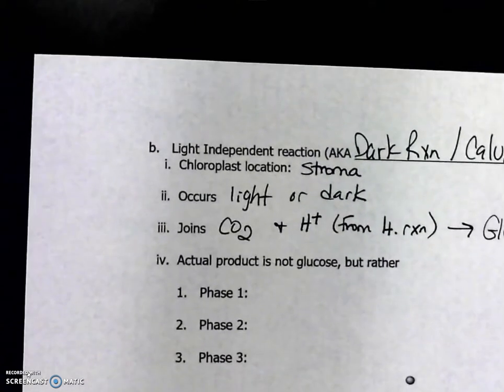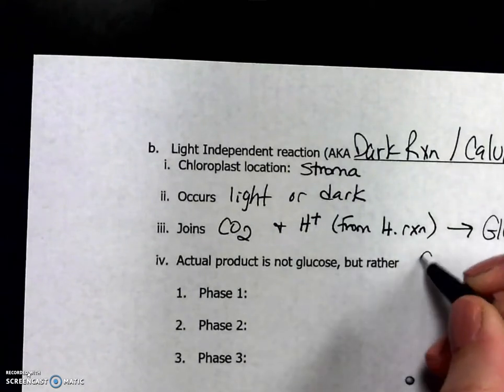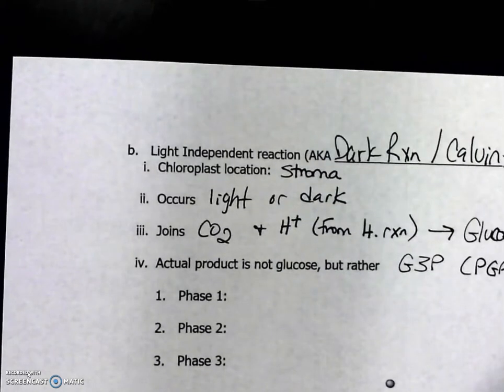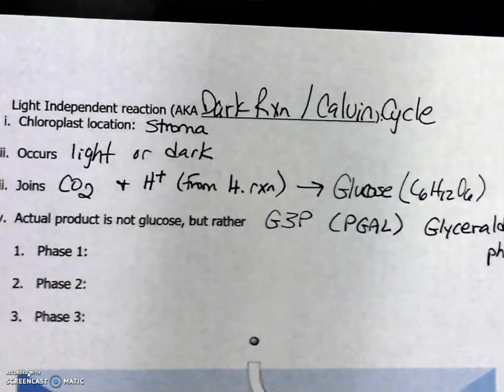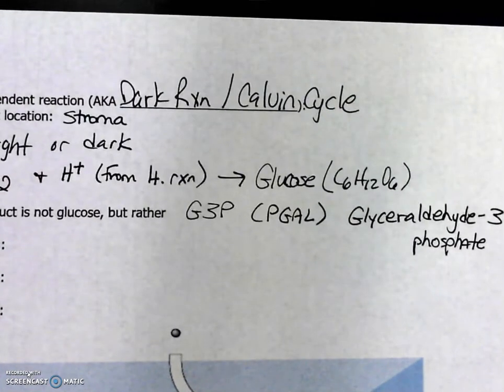The actual product is not glucose, so the very first step or first product we get from the light independent reaction is not actually glucose. It is instead G3P or PGAL. PGAL is an older terminology, and that stands for glyceraldehyde 3-phosphate. So G3P. That might help to put it where you can see it. There we go.